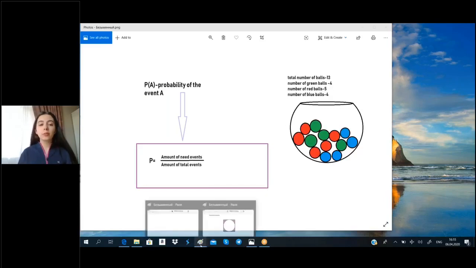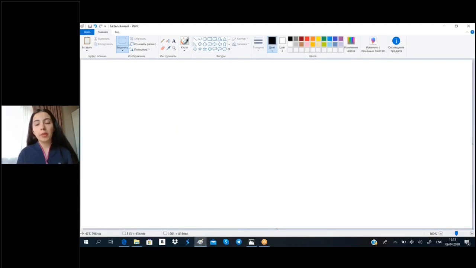Now we will talk about the keys of probability. So what are the keys of probability? There are a total of 6 keys of probability. First one, the probability of an impossible event is 0. P is 0 when we have an impossible event.